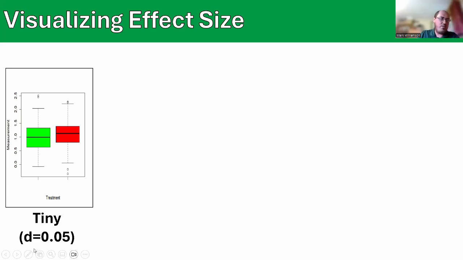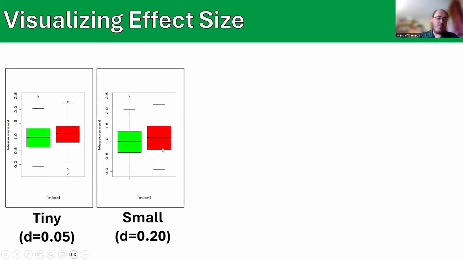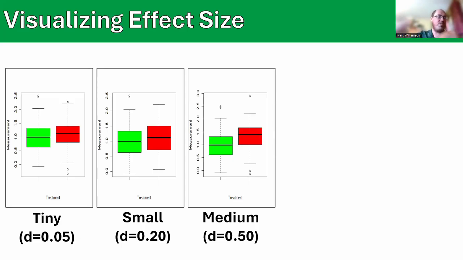And because Cohen's d is the difference between means divided by standard deviation, I can calculate the effect size for this hypothetical data. And this is actually a tiny effect size. It would take a lot of samples to detect whether this difference is real or not. Now, if I bump up the mean of the treatment group, the red, to such a level that the effect size is 0.20, that's a small effect. You can start to see it separate a little bit more. If we go to medium, we're starting to see the means separate even more. Now, it would take a lot fewer samples than the tiny effect size to detect a difference.